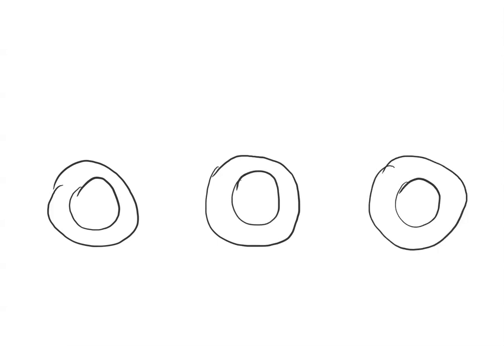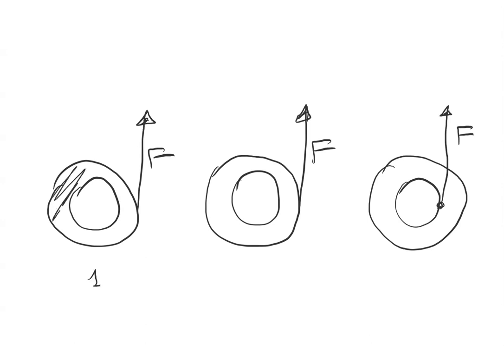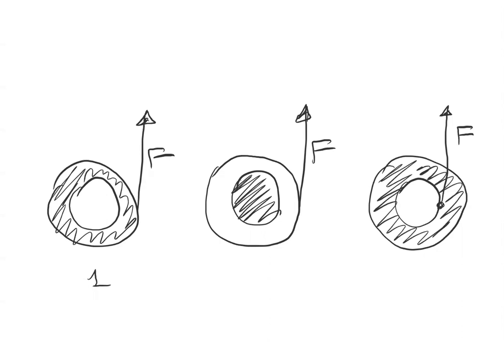In this question, I have 3 disks that look like this. They have 2 layers, inner layer and the outer layer. And the same force is applied here and here and here. And for disk number 1, outer layer is denser. For disk number 2, inner layer is denser. And for disk number 3, again, the outer layer is denser, but otherwise they have the same mass.